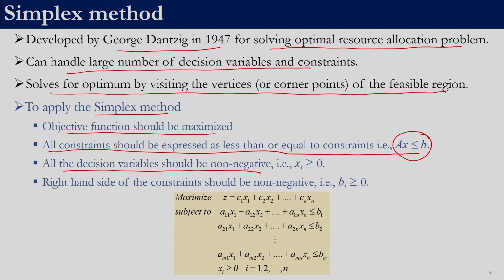So, remember linear programming does not require all the decision variables to be non-negative, but the way we are discussing simplex method requires the decision variables to be non-negative and the right hand side of the constraints should be non-negative. So, the right hand side of the constraints are these one B1, B2 till Bm, those should be non-negative. So, we need to ensure these four things, right.